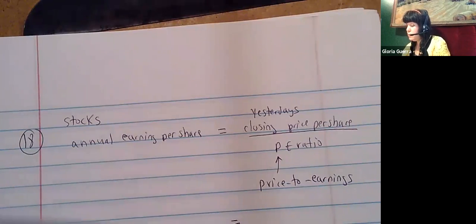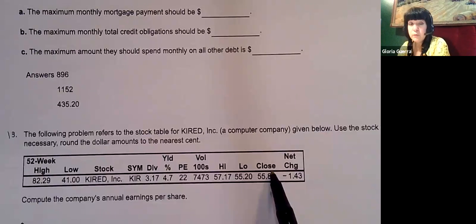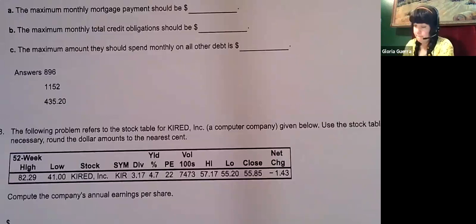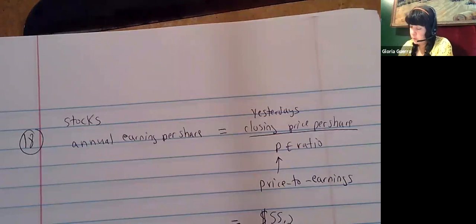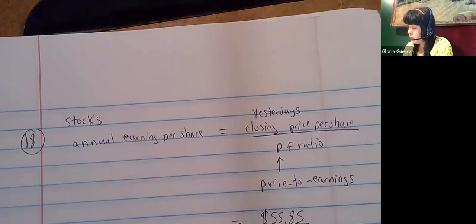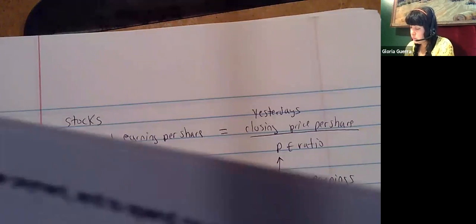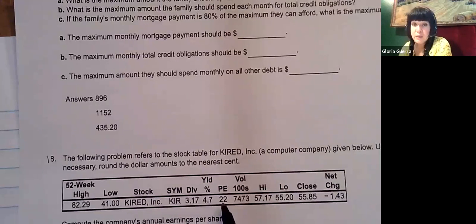So if you look at the closing cost, see, this is your closing, 55.85. And even though they don't show a dollar sign, it's a closing price, so it's a dollar sign divided by the price to earnings. So that would be this right here, PE, price to earnings. So it's 22.